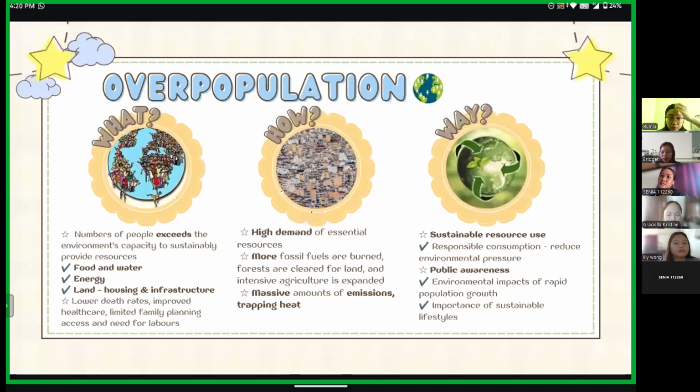So, how does this overpopulation affect our earth? As the population rises, there will be more people demanding essential resources. Therefore, to keep up with the high demand, more fossil fuels are burned, forests are cleared for land, and intensive agriculture is expanded.